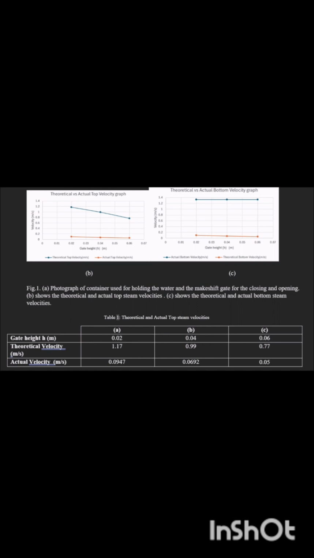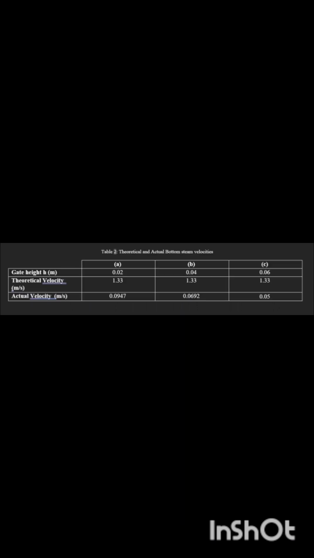The results showed that theoretical velocities were much higher than the actual measured values for all gate openings due to real fluid effects like viscosity, turbulence, and flow separation, which cause energy losses not accounted for in the ideal model. As the gate opening increased, both theoretical and actual velocity slightly decreased, aligning with the expected trend from Bernoulli's principle. Overall, the experiment clearly demonstrated how real flow deviates from ideal prediction, fulfilling the study's aim of linking theoretical understanding with real-world fluid behavior.